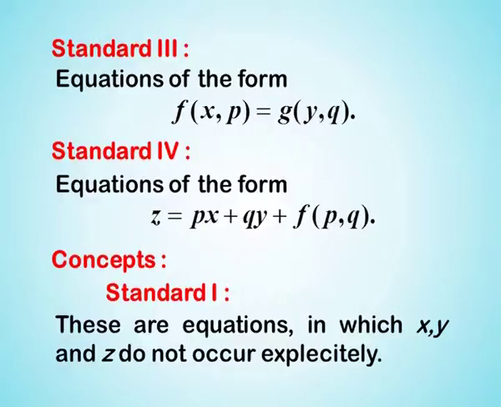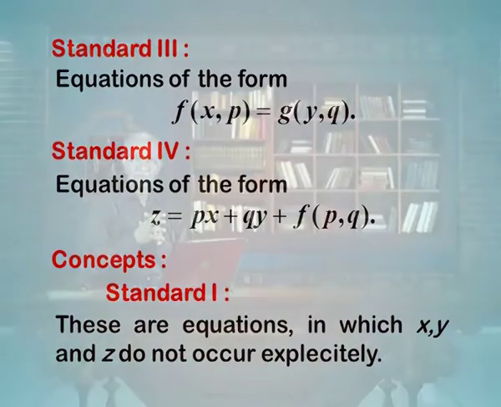P and q have the same meaning; x and y are two variables. Standard 4 is a little lengthy, but very simple. It is written as z is equal to px plus qy plus a function of p and q, all jumbled together with a positive sign, which gives you the shape of standard 4. So, standard 1, standard 2, standard 3 and standard 4, these are the four which we are interested in.